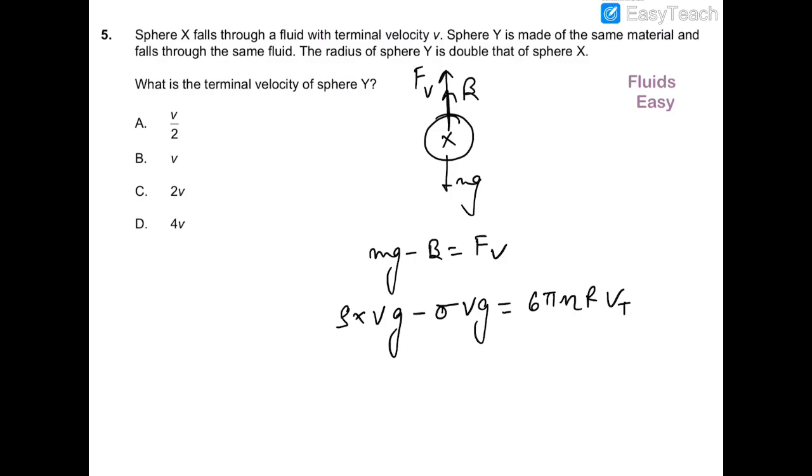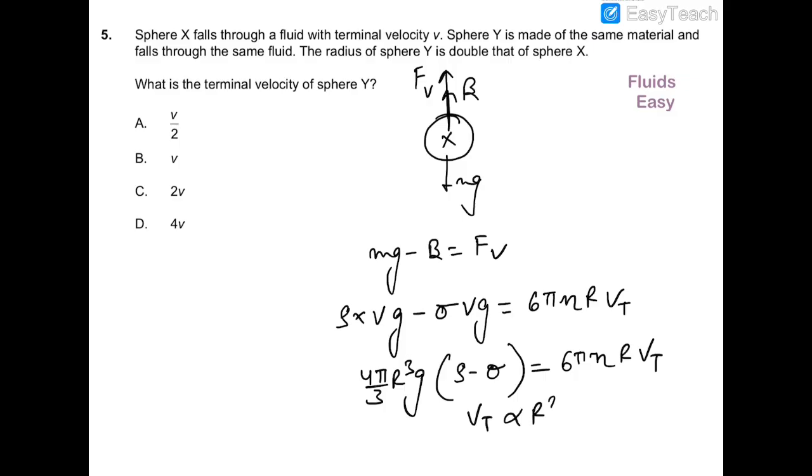and net force is 0, obviously, so we can say that v is the terminal velocity. Now you can see that V is the volume of the sphere, which is 4 by 3 pi r cube, times g, times rho minus sigma, and it equals 6 pi eta r vt. So vt is proportional to r square.